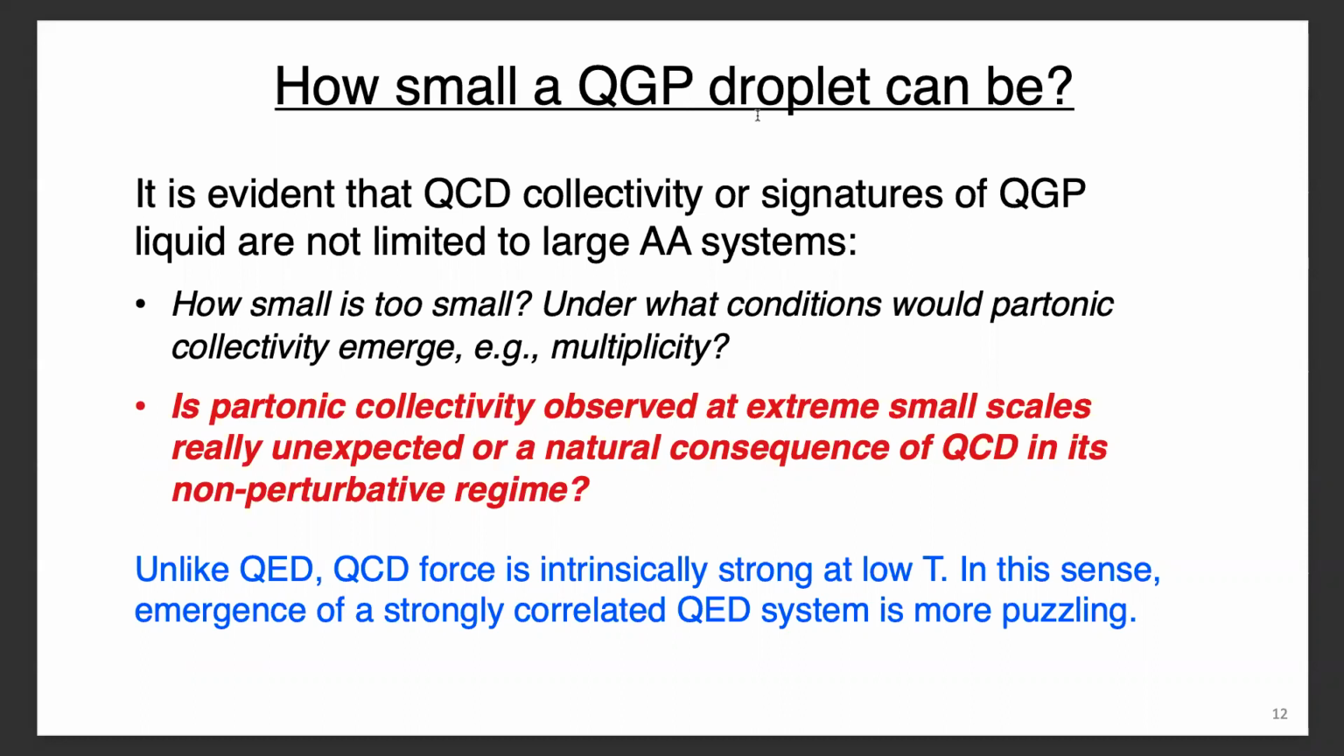However, the QCD force is intrinsically strong, right? Not at very high temperature. So in this sense, the emergence of a strongly correlated QCD system is probably less surprising than a strongly correlated QED system. Maybe it's built in somehow. No matter how small a system we go to, it's always there. It's just a matter of how we observe it. In some limits, it's harder to observe. In a very small, low multiplicity system, maybe it's still there, but we just don't know how to observe it.